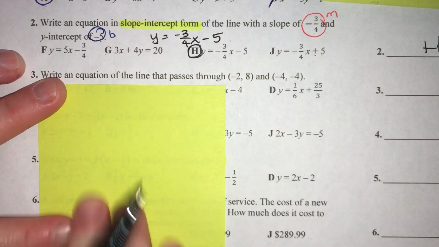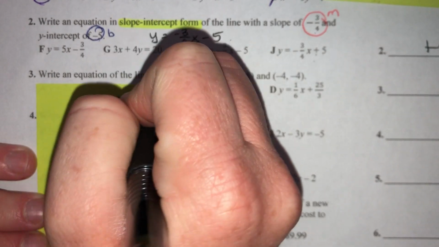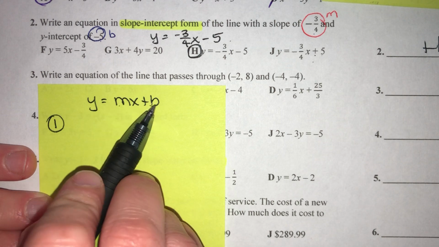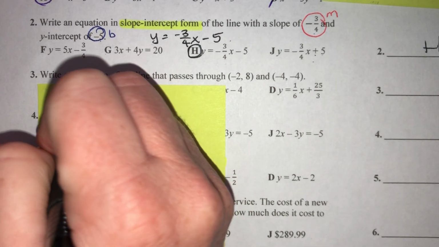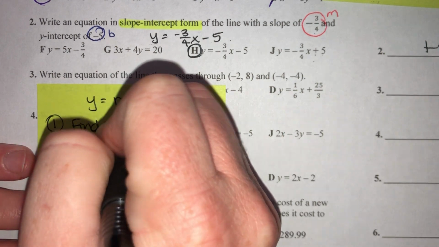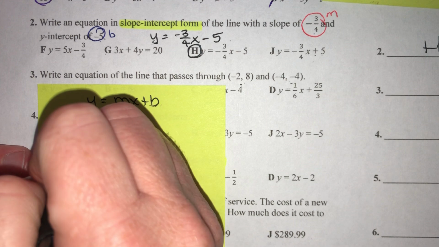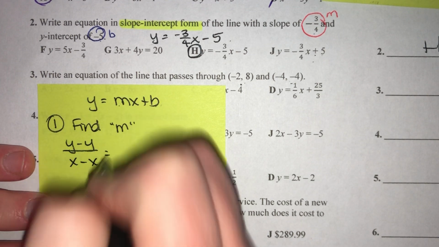Okay, so remember the steps to writing a slope-intercept equation. You start off with y equals mx plus b. Step 1 is to find your slope, and then step 2 is to find your y-intercept. You got to replace m and b. So first we want to find the slope, find m. And how do we do that when we just have 2 points here? Remember the slope formula is y minus y over x minus x.